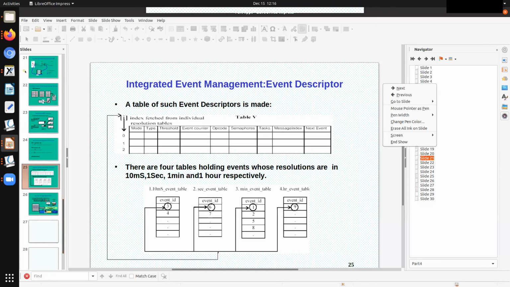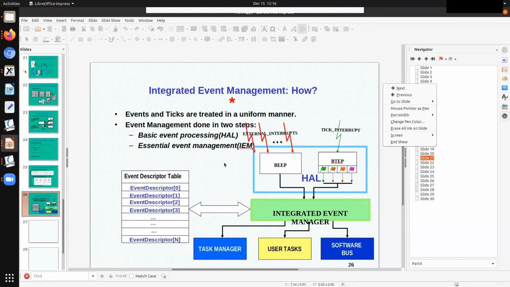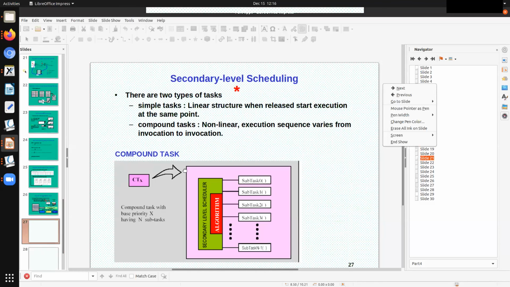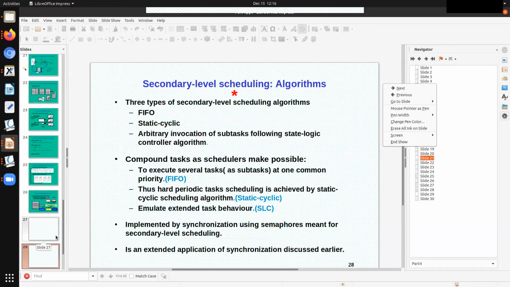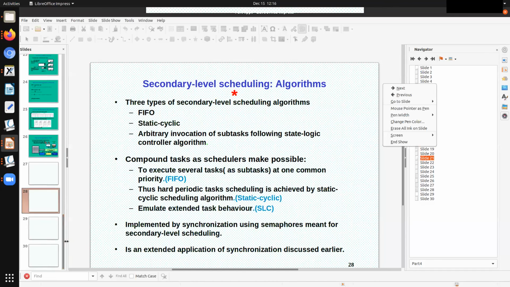In essence, this is how the architecture looks. We have a hardware adaptation layer, which handles the beep interrupts as well as tick interrupts from time to time, which are processed by the IEM, which talks with the task manager, user task, software bus, and all that, and it gives the required behavior. And this is our secondary scheduler. That means if there are more tasks than 16, we implement a secondary scheduler as an algorithm into which we register the other tasks. Again, the secondary level scheduler could itself implement FIFO, static, cyclic, and all that stuff.